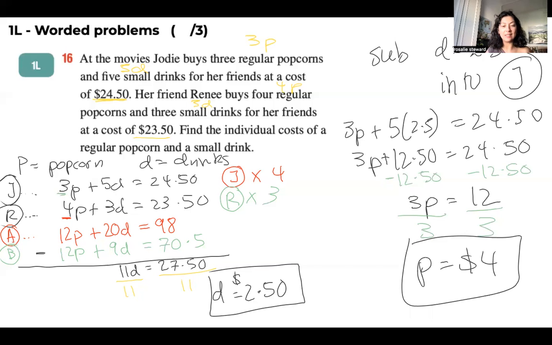And then if I had the energy, I would place those back into the equation and check that I was right, but I know I am, so I'm not going to.